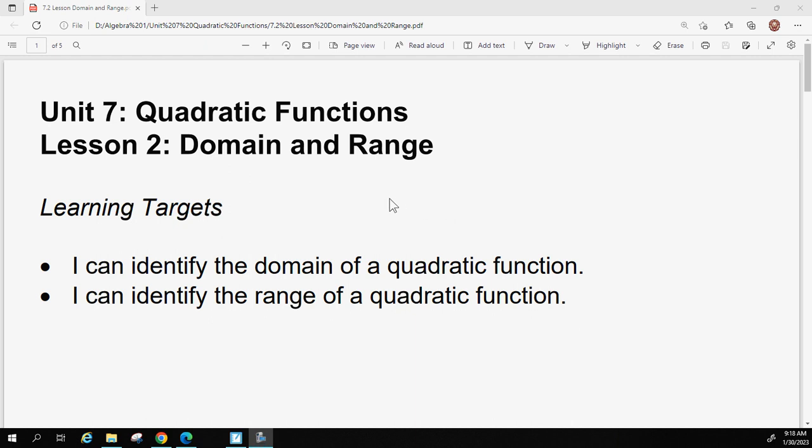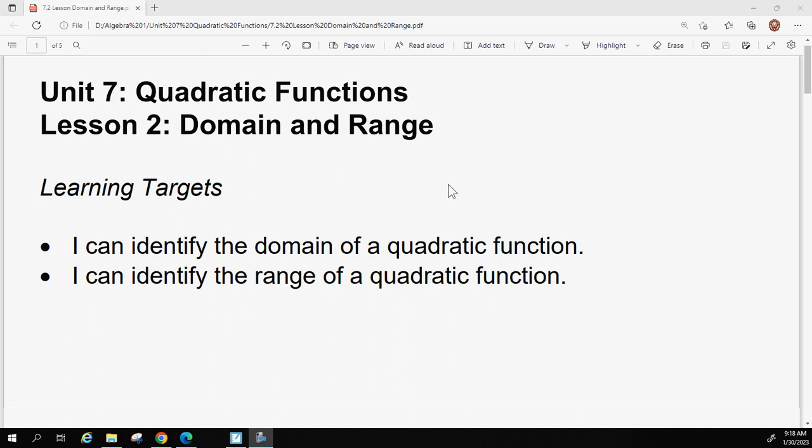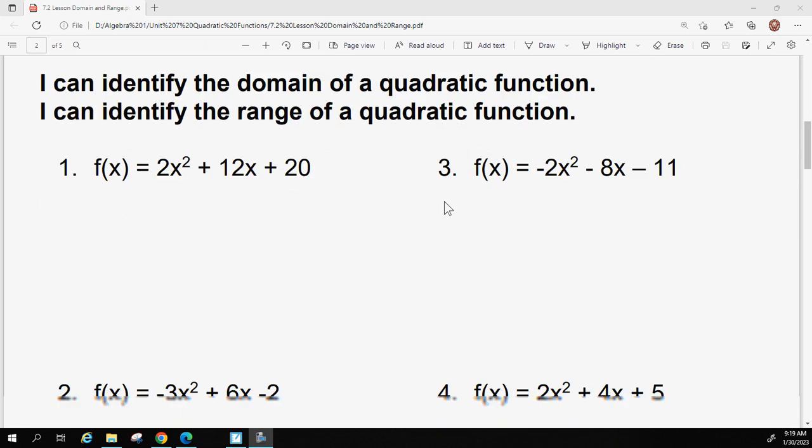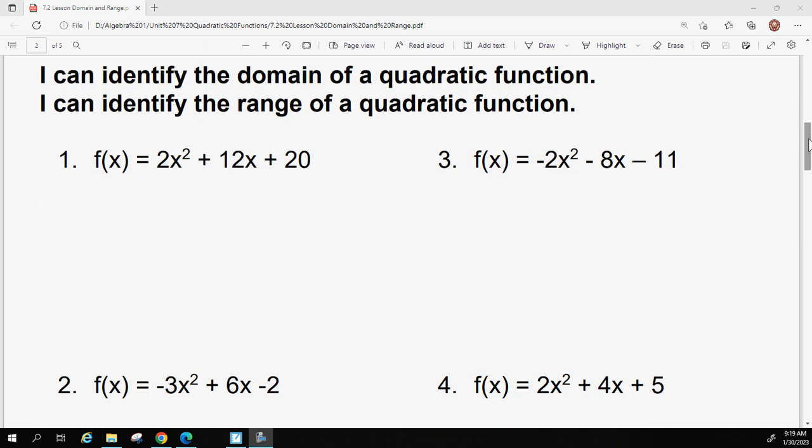Hey all, today we are going to be talking about quadratic functions some more. We have so far graphed them, and we have found some special points: the vertex, a y-intercept, and potentially 2, 1, or 0 x-intercepts. So I'm going to use the same problems we used in the last lesson, and now we're going to be identifying the domain and the range.